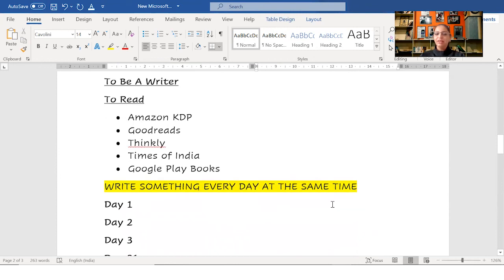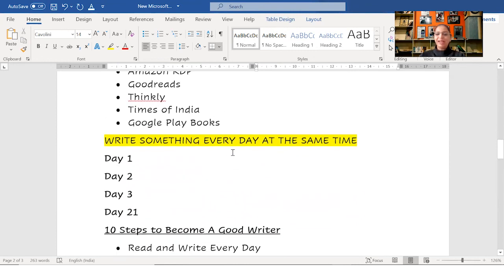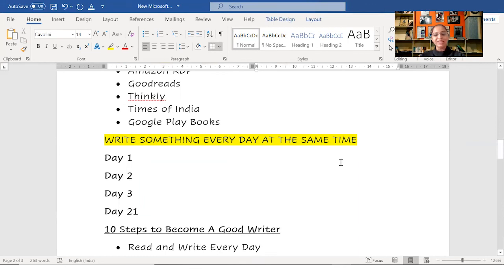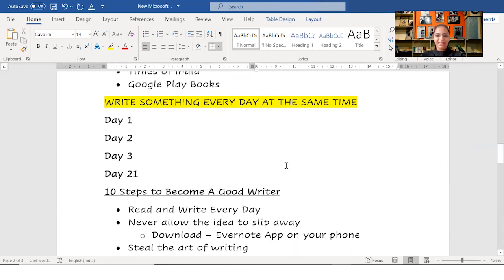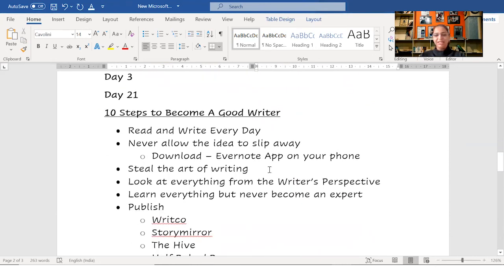To be a writer, read every day, write something every day. After this class, you need to write something every day at the same time for the next 21 days. 10 steps to become a writer we had discussed. Read and write every day, because Stephen King says that there is no other way that he is aware of, and he is one of the best writers in the world right now.